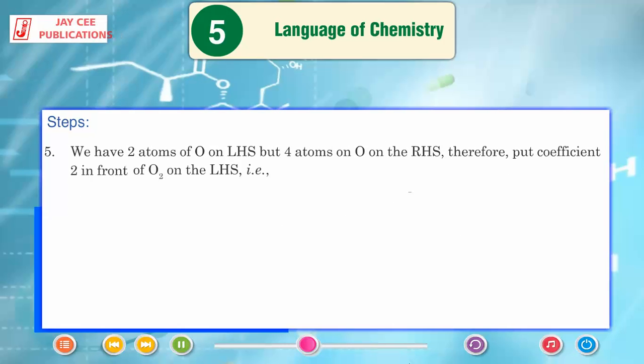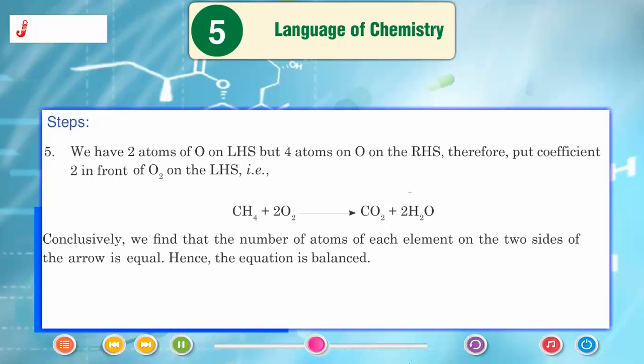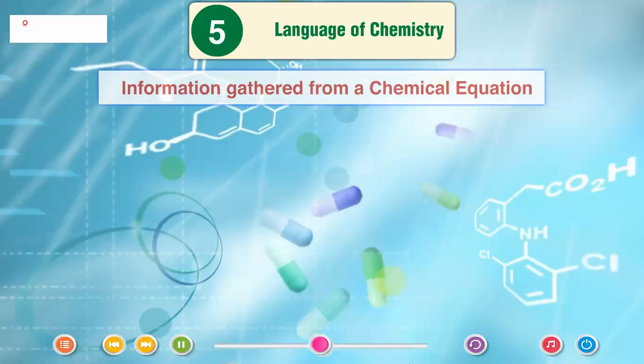5. We have 2 atoms of O on the LHS but 4 atoms of O on the RHS. Therefore, put coefficient 2 in front of O2 on the LHS, that is, CH4 + 2O2 → CO2 + 2H2O. Conclusively, we find that the number of atoms of each element on the two sides of the arrow is equal. Hence, the equation is balanced.